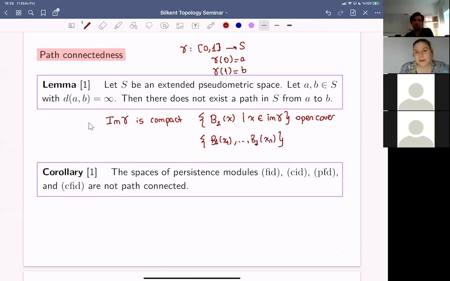But in this case, by the triangle inequality, we conclude that the distance between A and B should be finite, because finitely many open balls cover the image. And this is a contradiction, because we assumed that the distance between the two points is infinite.